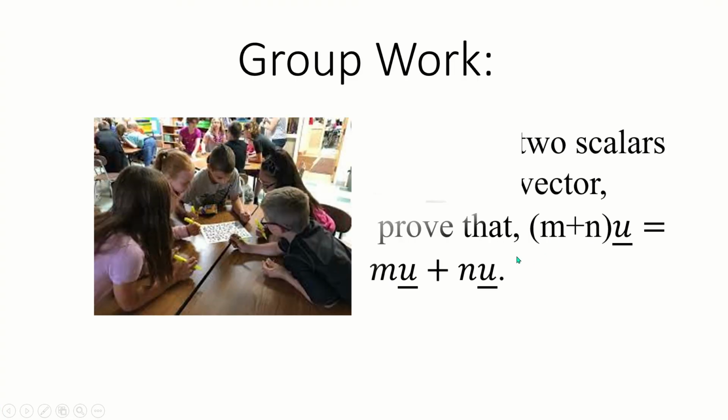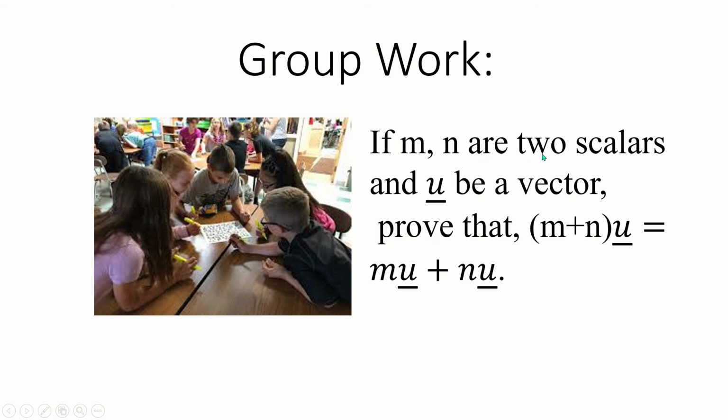Now group 4. If m and n are two scalars and u vector is a vector, prove that m plus n times u vector is equal to mu vector plus nu vector. Prove this, everyone.